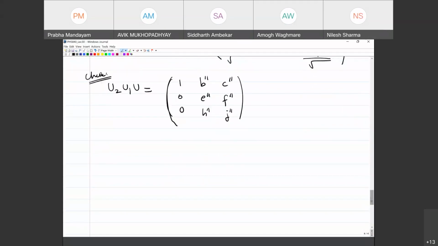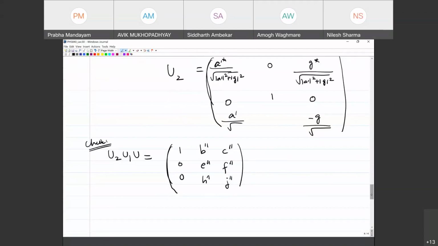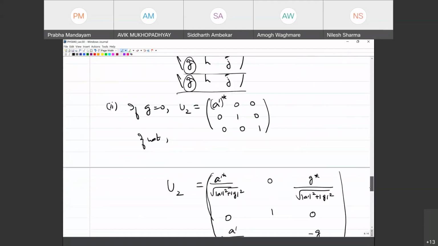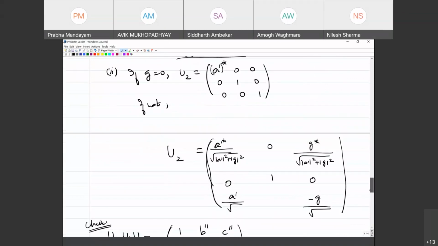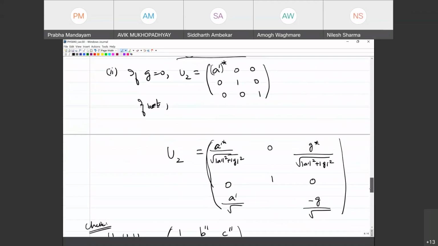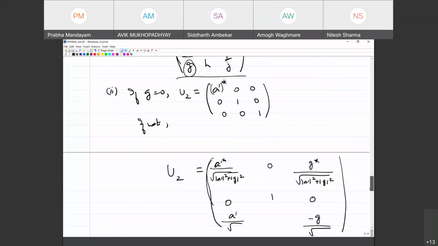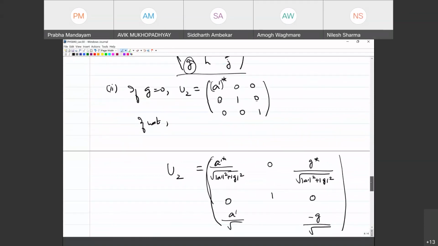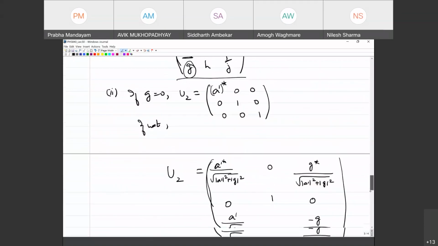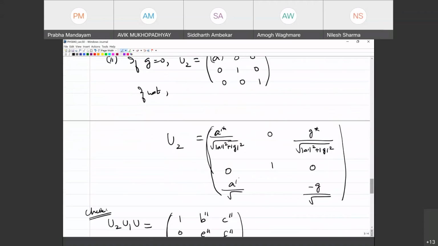Addition G should be interchanged, I think. This U2 is equal to this, A dash upon square root and G, minus G upon square root. So I think minus G should be at the place of A dash and A dash should be at the place of minus. You are right. Yeah, okay. And actually, I'm not sure where the minus sign should be, but let's see. Yeah, you are right.